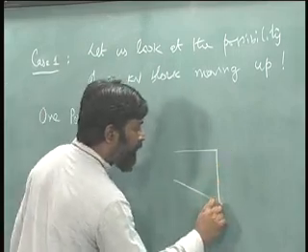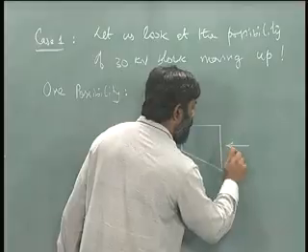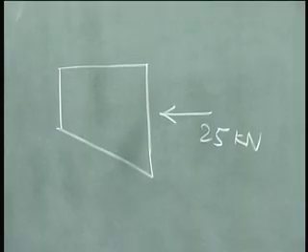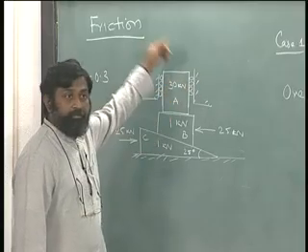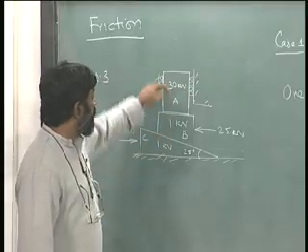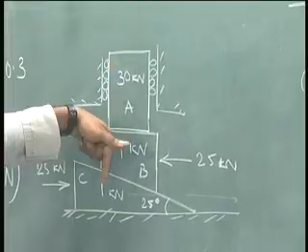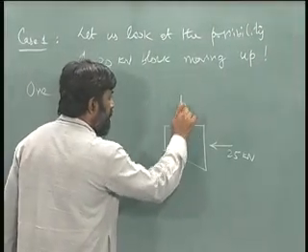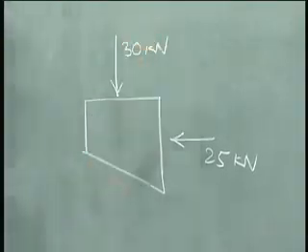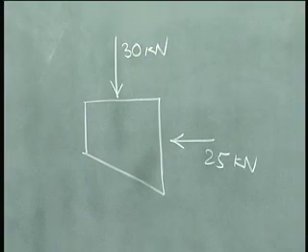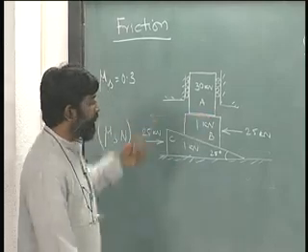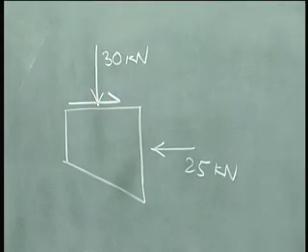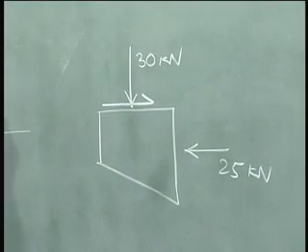I have a slanting contact over here, there is a 25 kilonewton coming in on the side. Since there is no sideways friction on this block, there is only one vertical force that is acting on block B from A, and that is 30 kilonewtons. There is no problem about that. And since it is moving this way, I could have a frictional resistance to that movement. So, I am assuming that the movement is in this direction.